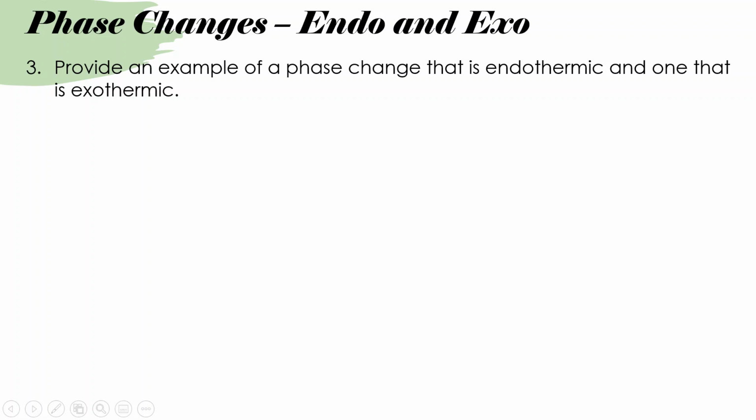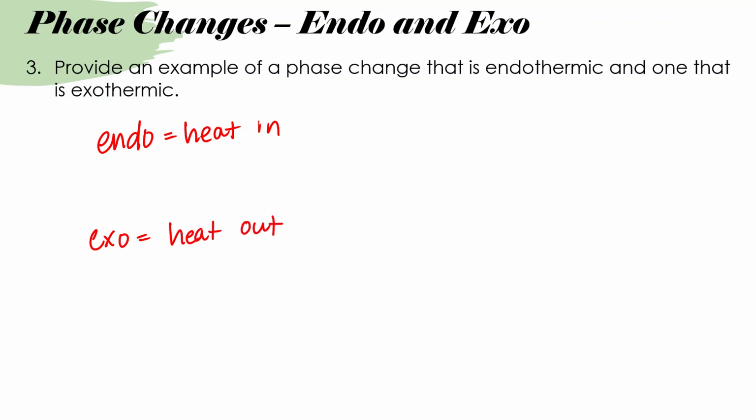An example of a phase change that is endo and exo. Endo means heat goes in. Exo means heat goes out. So any phase change where we have to heat it to cause the change to occur would be solid to liquid or liquid to gas. Any of those would work. Or we could even have sublimation, where we have a solid going directly to a gas.